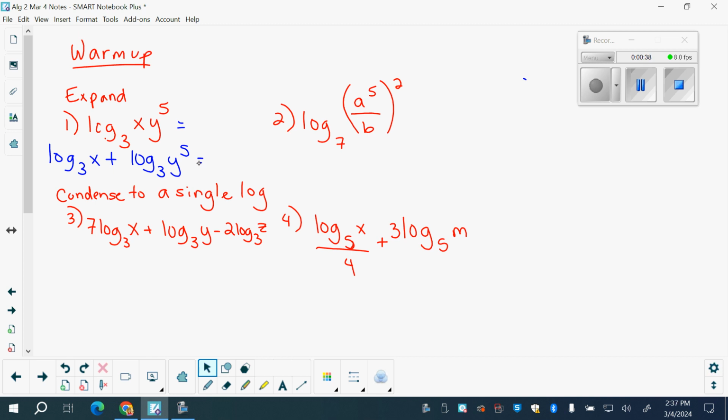Okay, so this would be showing work here, doing this, and then another step, log base 3 of x plus 5 log base 3 of y. So that's what your final answer will be on that. Remember, with that, multiplication becomes addition, and then that exponent moves to the front.